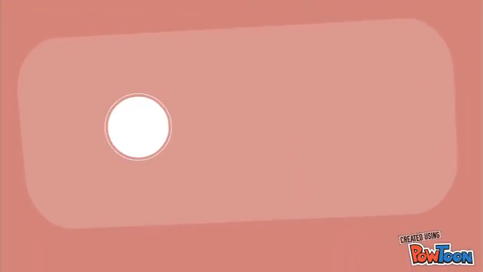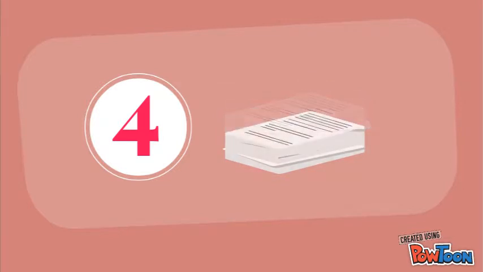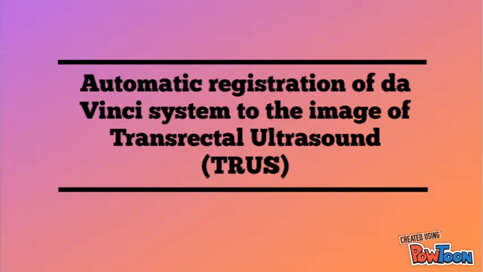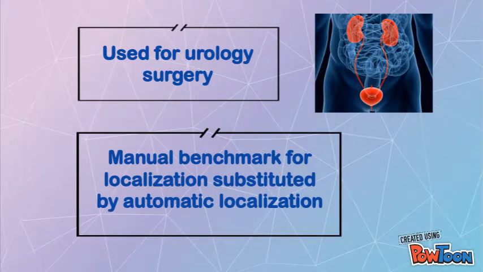There are 4 selected research papers about automatic registration. First is automatic registration of the Da Vinci system to the image of transrectal ultrasound. This system is used for urology surgery, and the manual benchmark for localization is substituted by an automatic localization method.